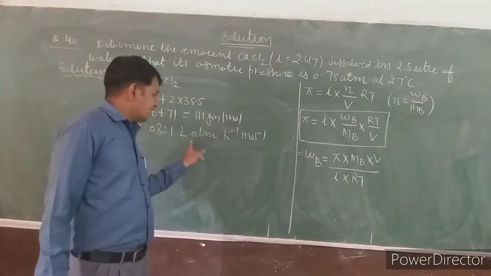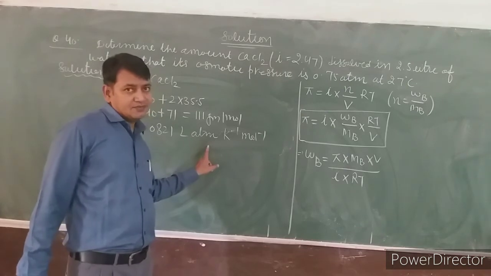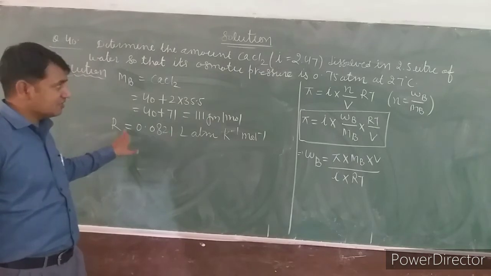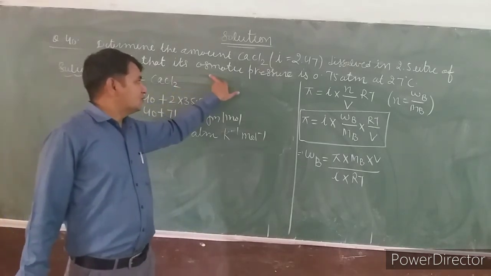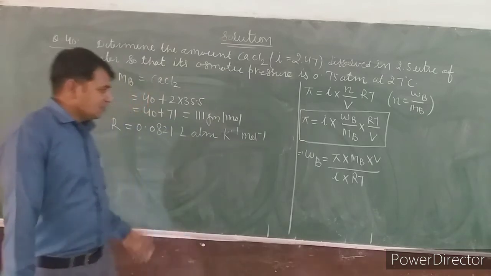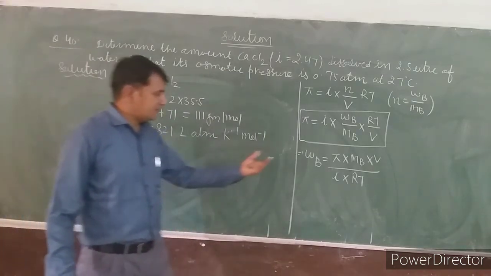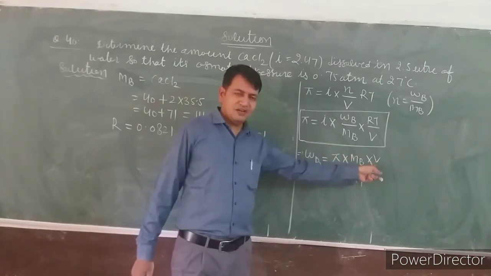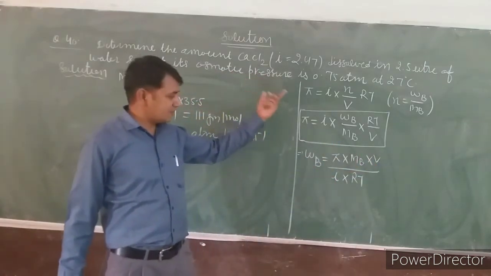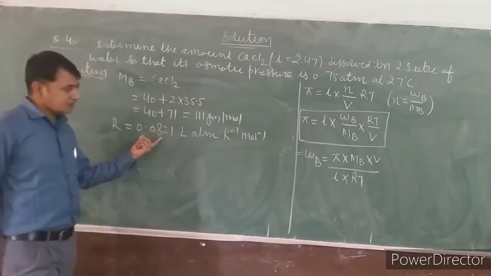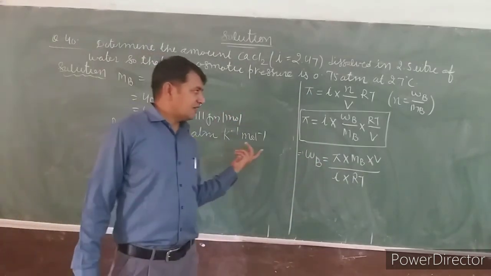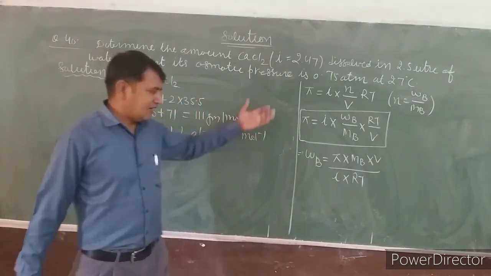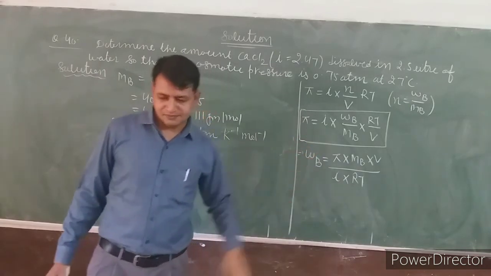Because this has been expressed in terms of atm, atmospheric pressure, use this value of gas constant where you are dealing with osmotic pressure. Now all things have been clear. For WB, pi is 0.75, MB is 111, volume 2.5 liter, I that is given 2.47, R is the gas constant, and T is temperature, which we have already changed from degree Celsius to Kelvin, that is 300 Kelvin. Put the values and calculate the amount of WB.